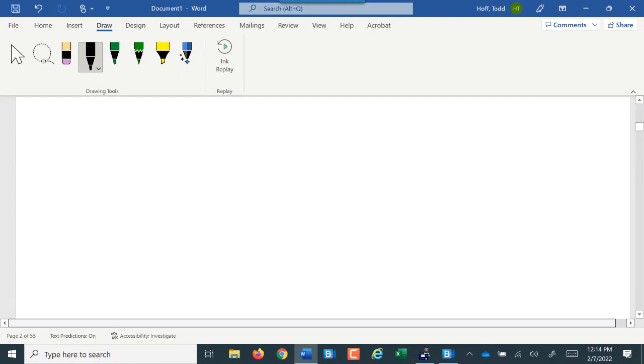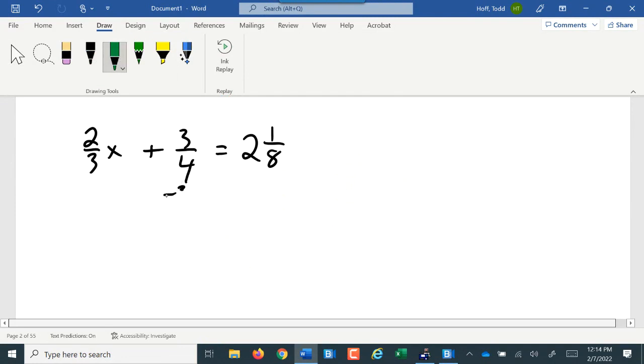You can run into equations like 2/3 x plus 3/4 equals 2 and 1/8. We can go ahead and just work with the fractions. Subtract 3/4 here. That goes away, subtracting 3/4 here. 2/3 x equals. Now I could write it off to the side, 2 and 1/8 minus 3/4.